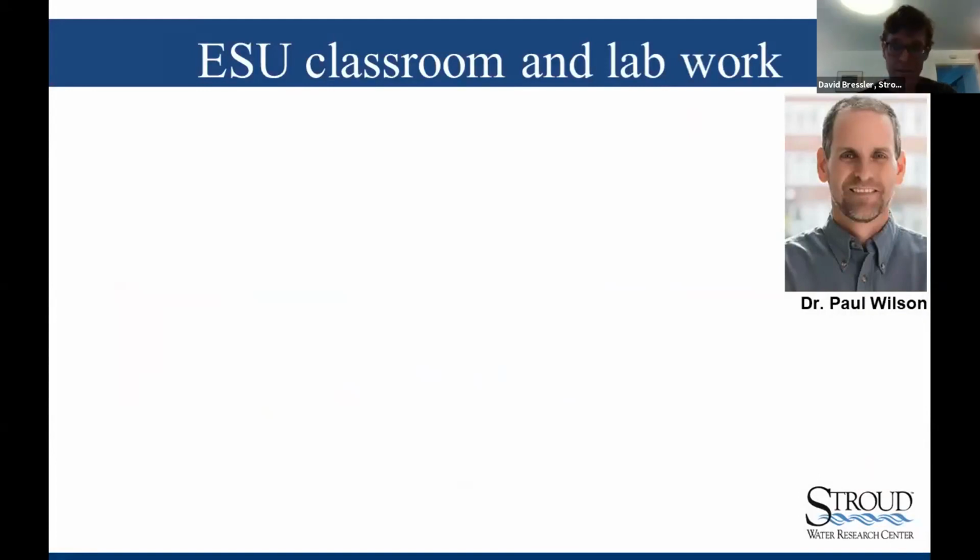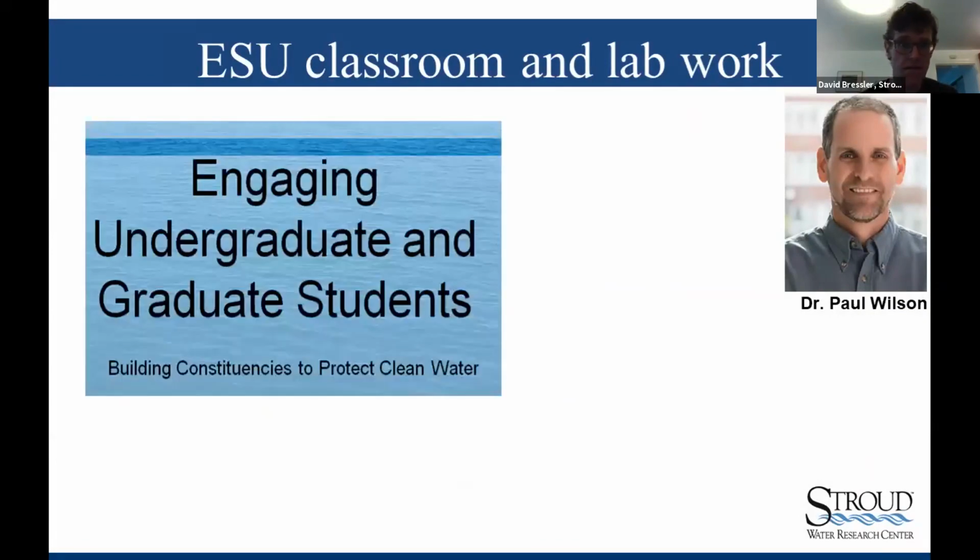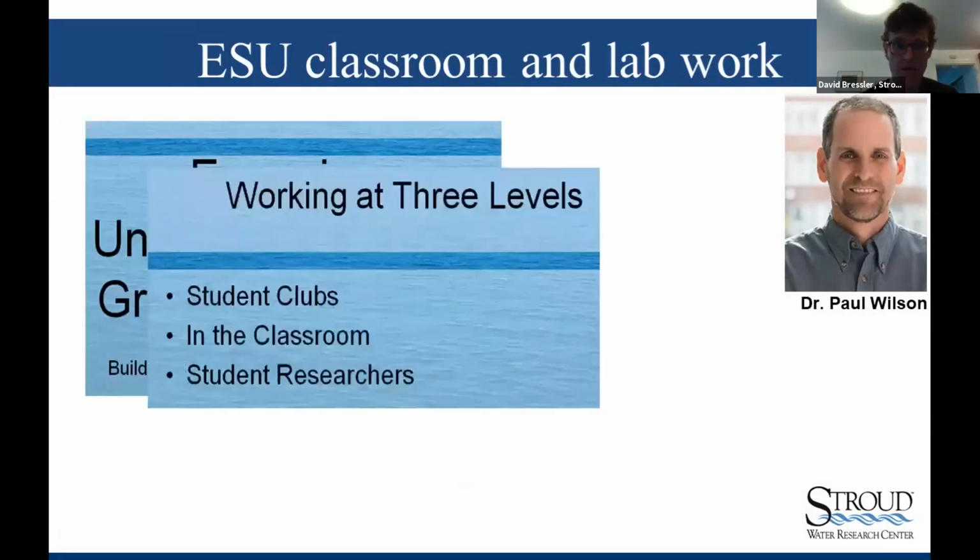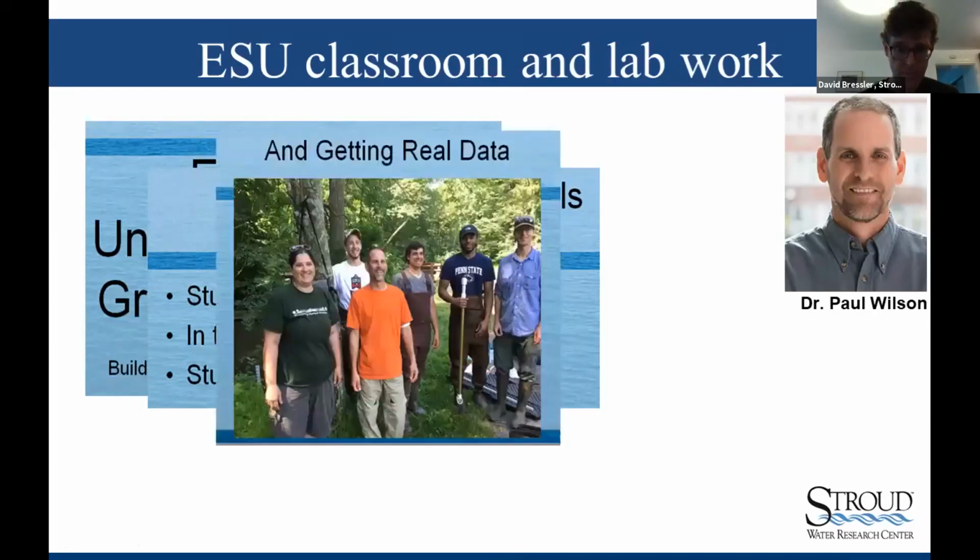So as I mentioned, Paul is a professor, so he also has classes and labs. So he is using these actively in his work with undergraduate and graduate students. He's got an environmental club that he supports and then does work with these in the classroom and has student researchers. One of them, Krista Reeves, who's with the Musconetcong Watershed Association now and is a part-time technician for the Stroud Center, was one of Paul's students who got her started on this work.